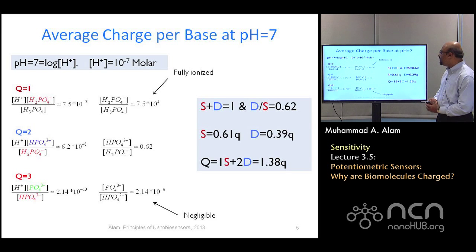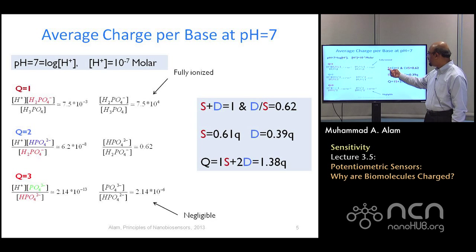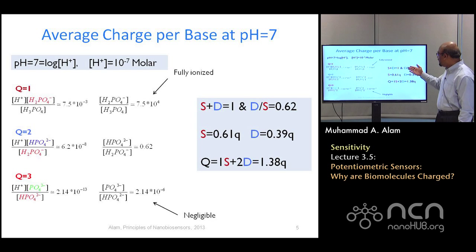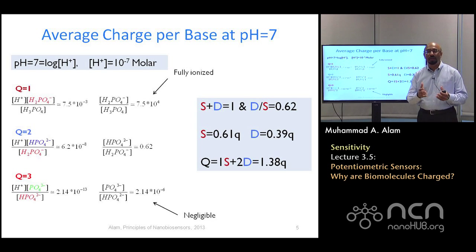And so therefore you can immediately solve for this equation. Singly plus doubly charged is equal to the original number, whatever number of dry molecules you put in. The ratio is known. You can solve for the singly and doubly charged. So per base, you multiply by 1 for singly charged and 2 for doubly charged. And on average, what you find is you have 1.38 Q. So it's approximately 1.5 Q per base pair.